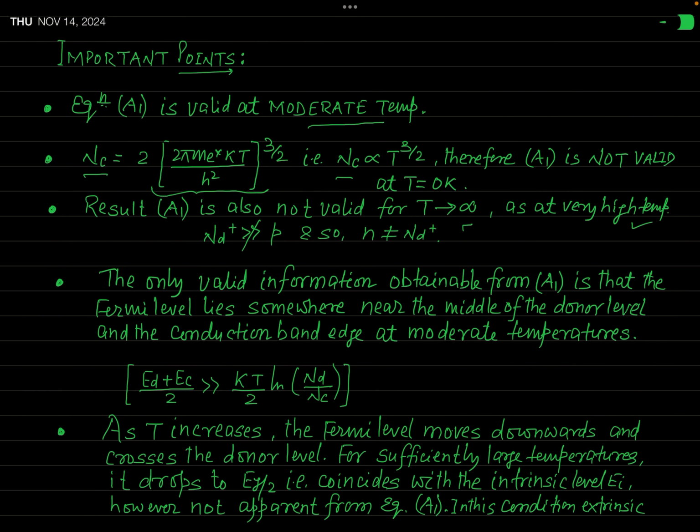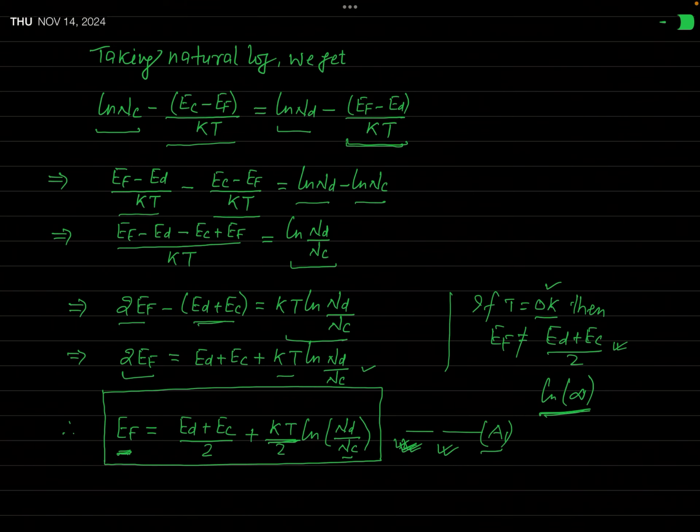Okay. So I have written here, you can see that when temperature is very high, Nd plus is not much greater than P. And when Nd plus is not much greater than P, you can't write that N is equal to Nd plus. So in this condition, N is not equal to Nd plus. And if N is not equal to Nd plus, then this result will not be valid because this result has been obtained on this basis.